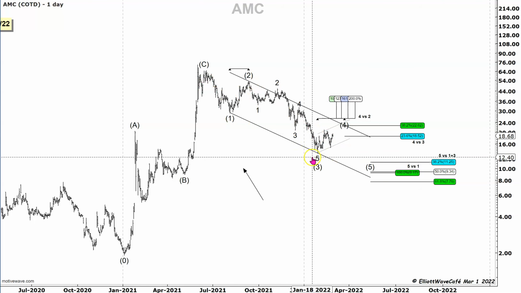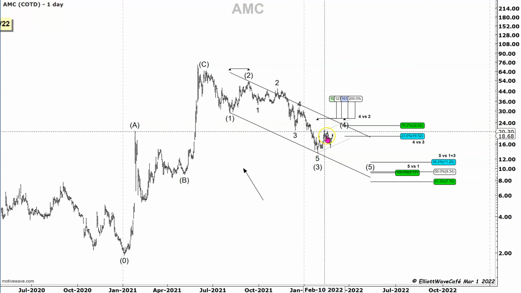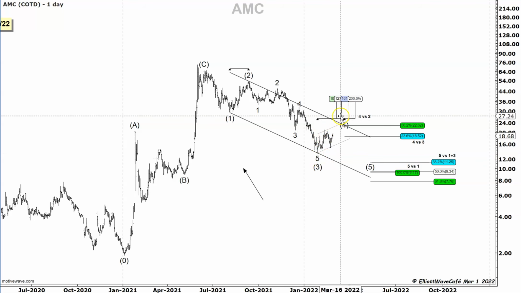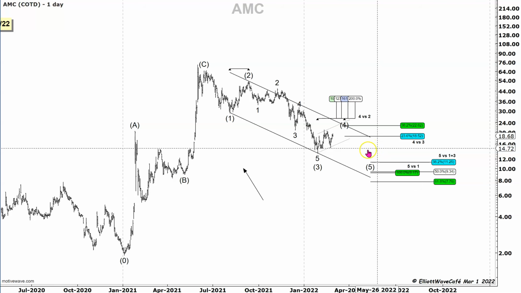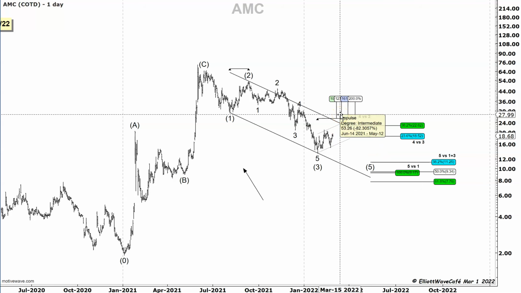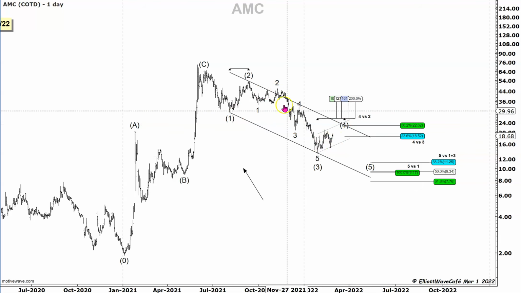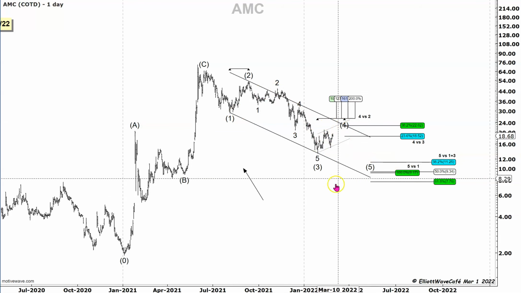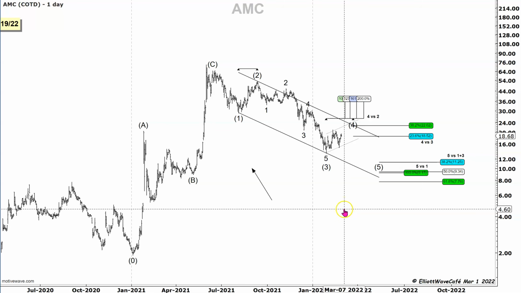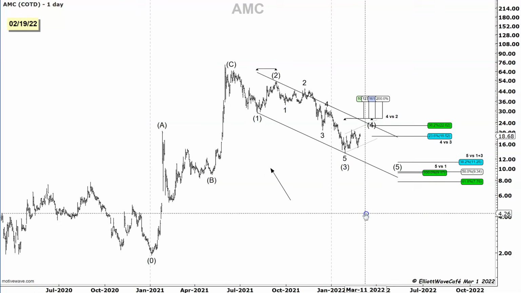So if you look at this as an ABC, it's possible, but then you have to look for a 5-way move up and then a 3-way setback to kind of get confirmations that that's possible. I don't think that's the case. I still think this decline is probably gonna push a little bit lower in here. Remains to be seen, but that's kind of my interpretation at the moment.